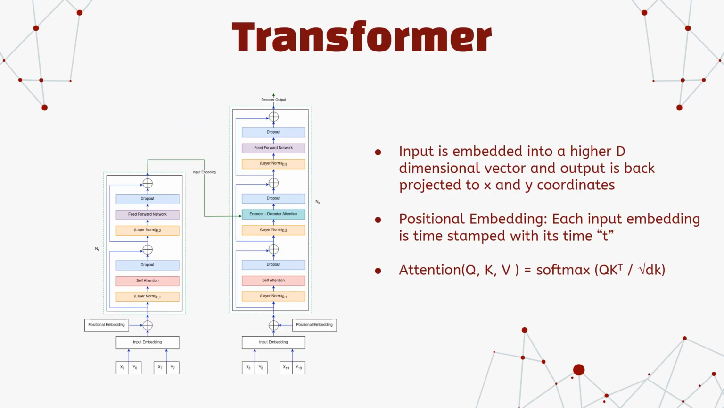Now let's look into the transformers. The input of the transformer consists of the path trajectory of the object embedded into a higher dimensional vector using a fully connected layer. The output of the network is a sequence of predicted location vectors that represent the future trajectory of the object. Each input vector is embedded with the time step t to help in identifying the sequence of the trajectories. And to adapt the transformer for trajectory prediction, the self-attention mechanism is used to capture the temporal dependencies between the past locations of the object.